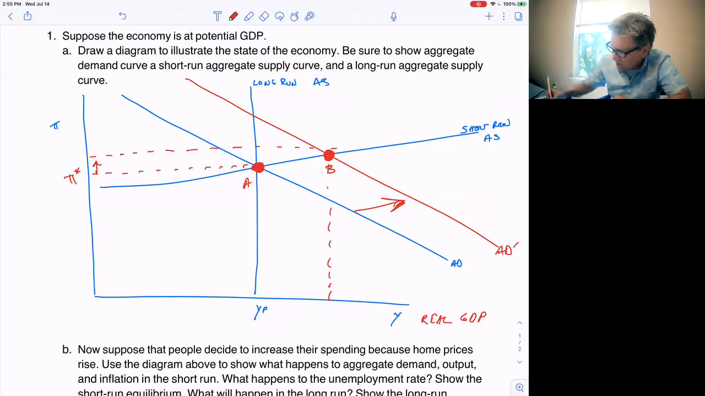Well, the long run equilibrium is going to be right here at point C, because in the long run, we are going to be, once again, at potential output on the edge of the PPF. Going beyond it is not sustainable. And at point C, the inflation rate would be even higher.